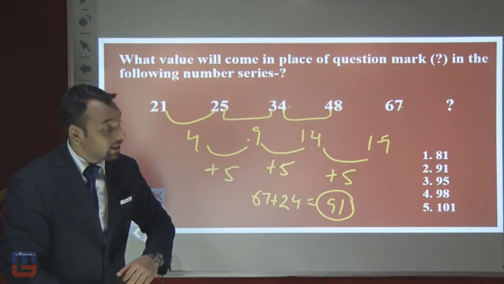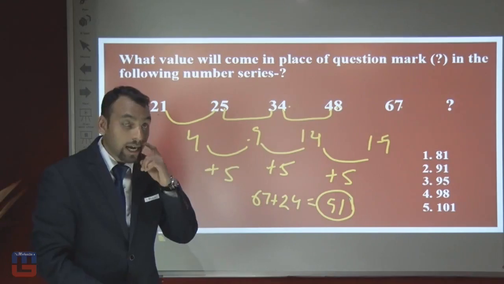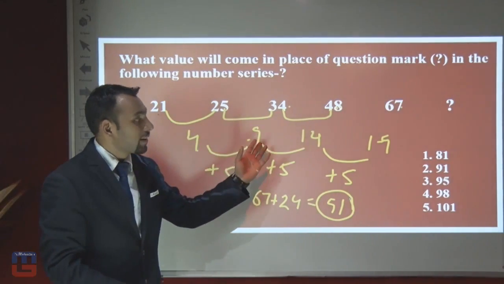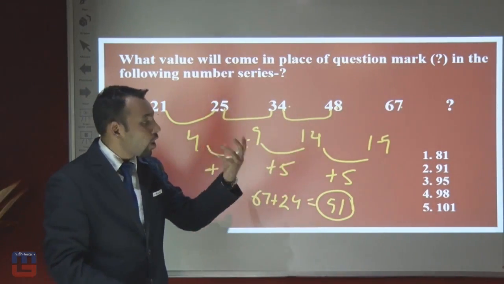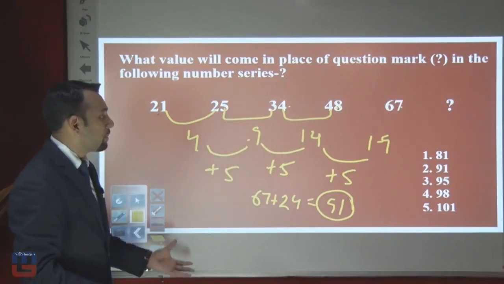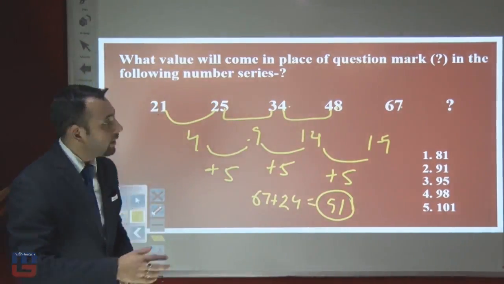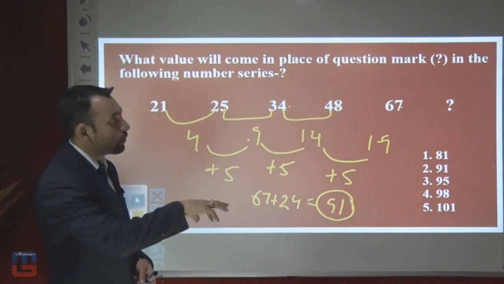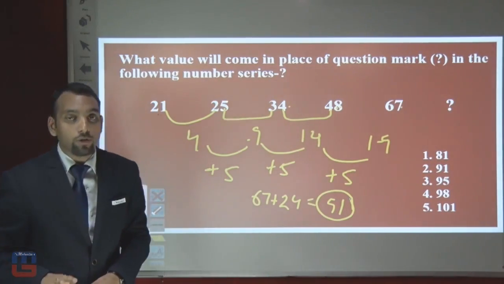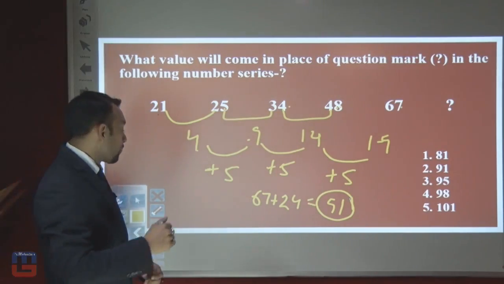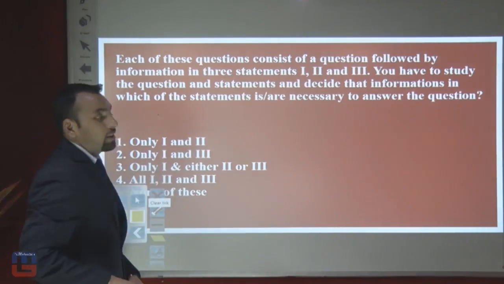Alright, so the logic behind this number series is that the differences are 4, 9, 14, 19, and the common difference between all these numbers is 5. So basically you have to add 5 to 19, then you will get 24, then add 24 to 67, you will get the value of the question mark. Alright, now move to the next question. Now let us see the next question.